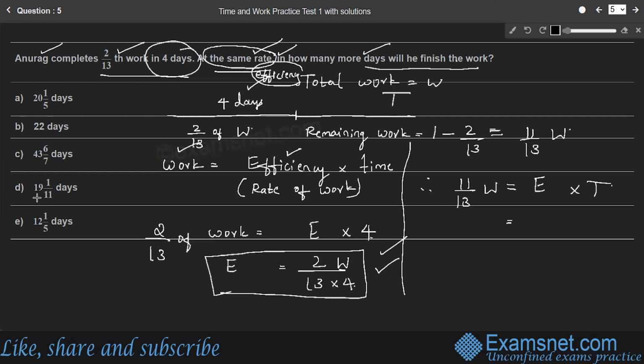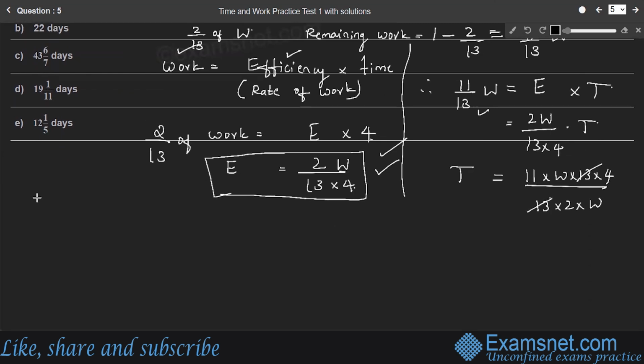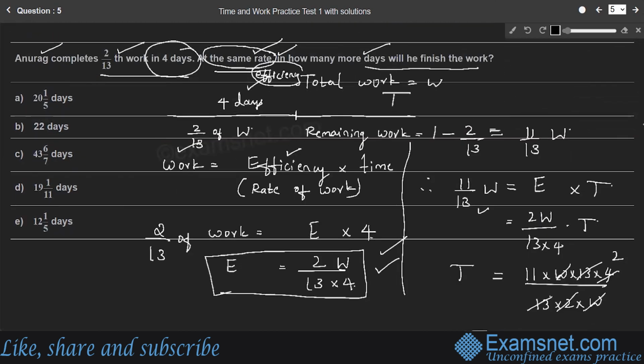But the efficiency, we just calculated, is 2W by 13 into 4, into T. So T is equal to, we need T here, 11 into W into 13 into 4 divided by 13 into 2 into W. You can simplify. 13 and 13 get cancelled, W and W, 2 into 2 is 4. So 11 into 2 becomes 22. To complete the remaining work, he takes 22 days of time. So T is equal to 22 days.